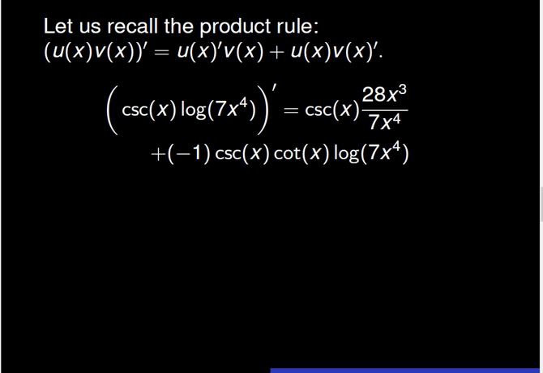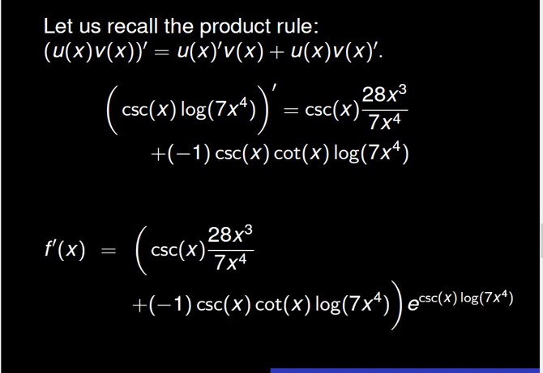Let us recall the product rule. The derivative of the product of two functions u of x times v of x is equal to u prime of x times v of x plus u of x times v prime of x. In fact, in order to find the derivative of the quantity cosecant of x times logarithm of 7x^4, we need to use the product rule. In this case, the derivative is cosecant of x times the fraction 28x cubed over 7x^4, plus minus 1 times cosecant of x times cotangent of x, times logarithm of 7x^4.